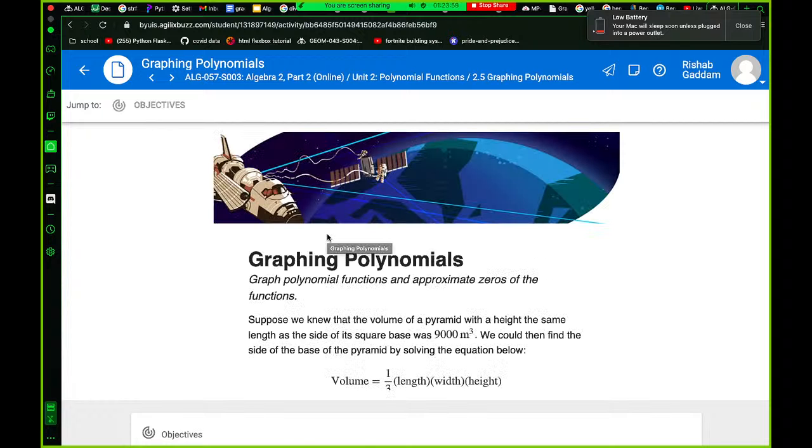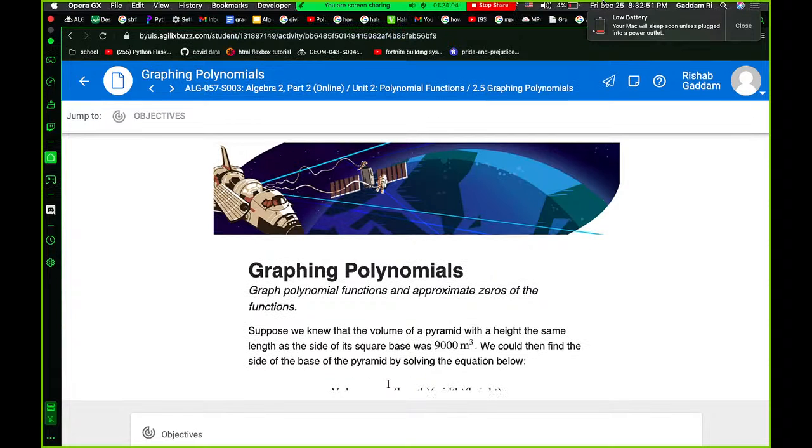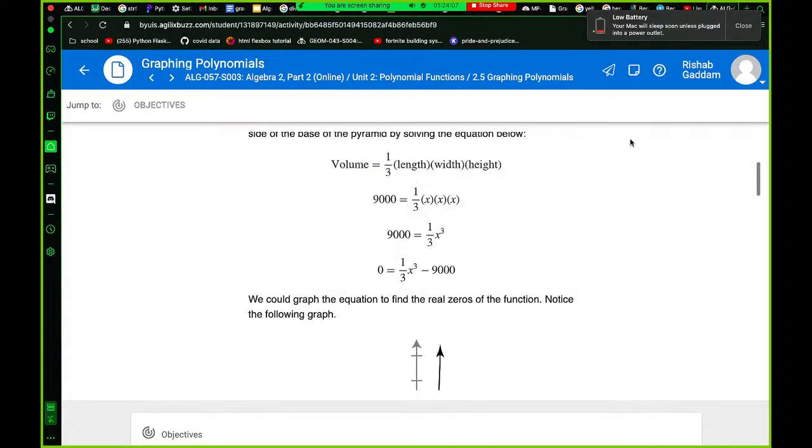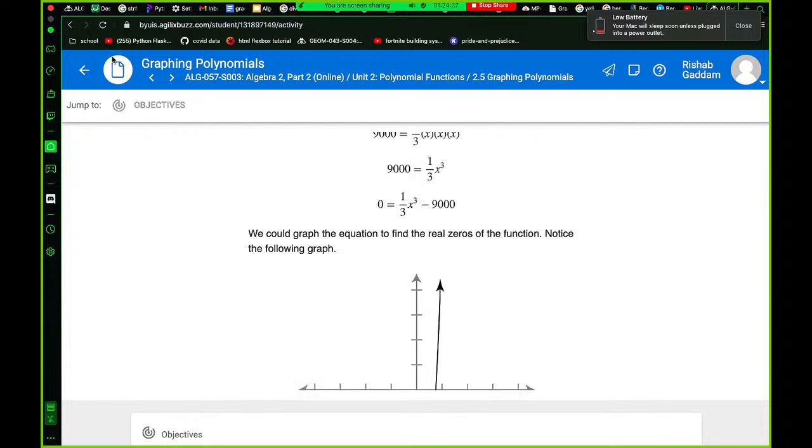So graphing polynomials is pretty cool. You can graph things. So graphing polynomials. We did this yesterday. No, we didn't. We did polynomial factors and dividing and stuff like that, I think. We did not do this yesterday, I'm pretty sure. But let me check anyways. It's loading. Just a second, guys.